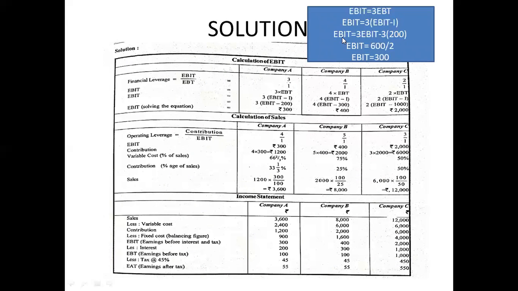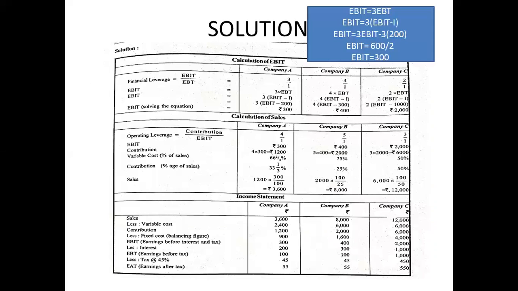Taking this EBIT to here, हमारे पास यहाँ पे हो जाएगा -2 EBIT is equal to -600. So EBIT is equal to 600 divided by 2. EBIT comes to rupees 300. I guess ये question आपको clear है सबको. It's simple basic maths से हमने solve किया है इसे. So EBIT हमारे पास 300 आ गया.